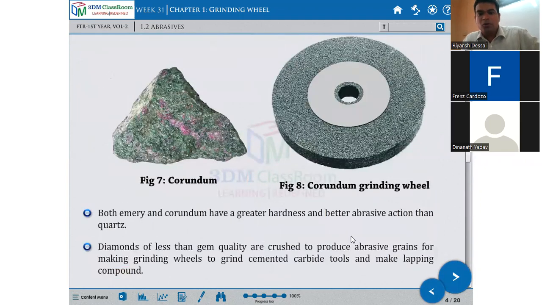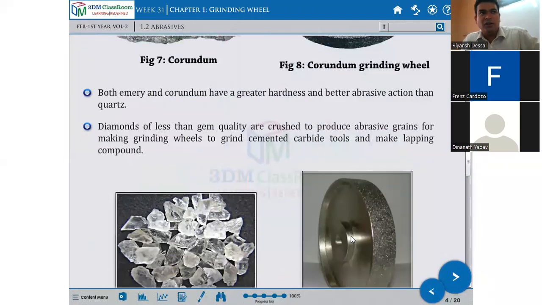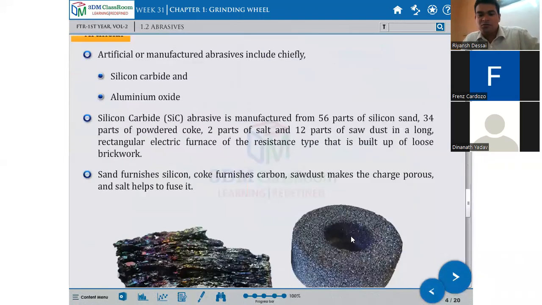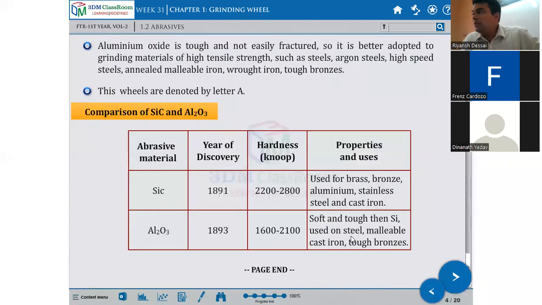So this is the corundum grinding wheel. It is made of natural abrasive.